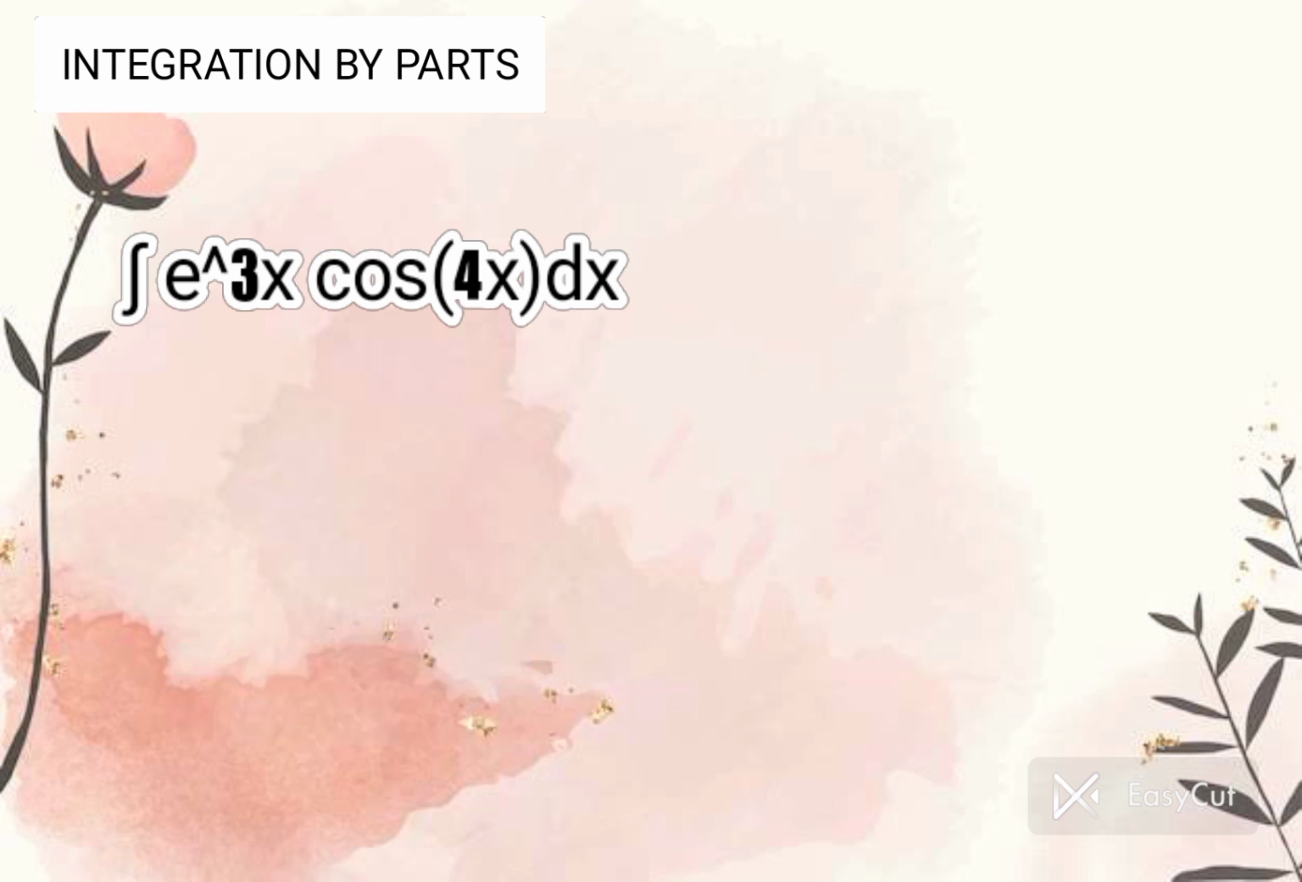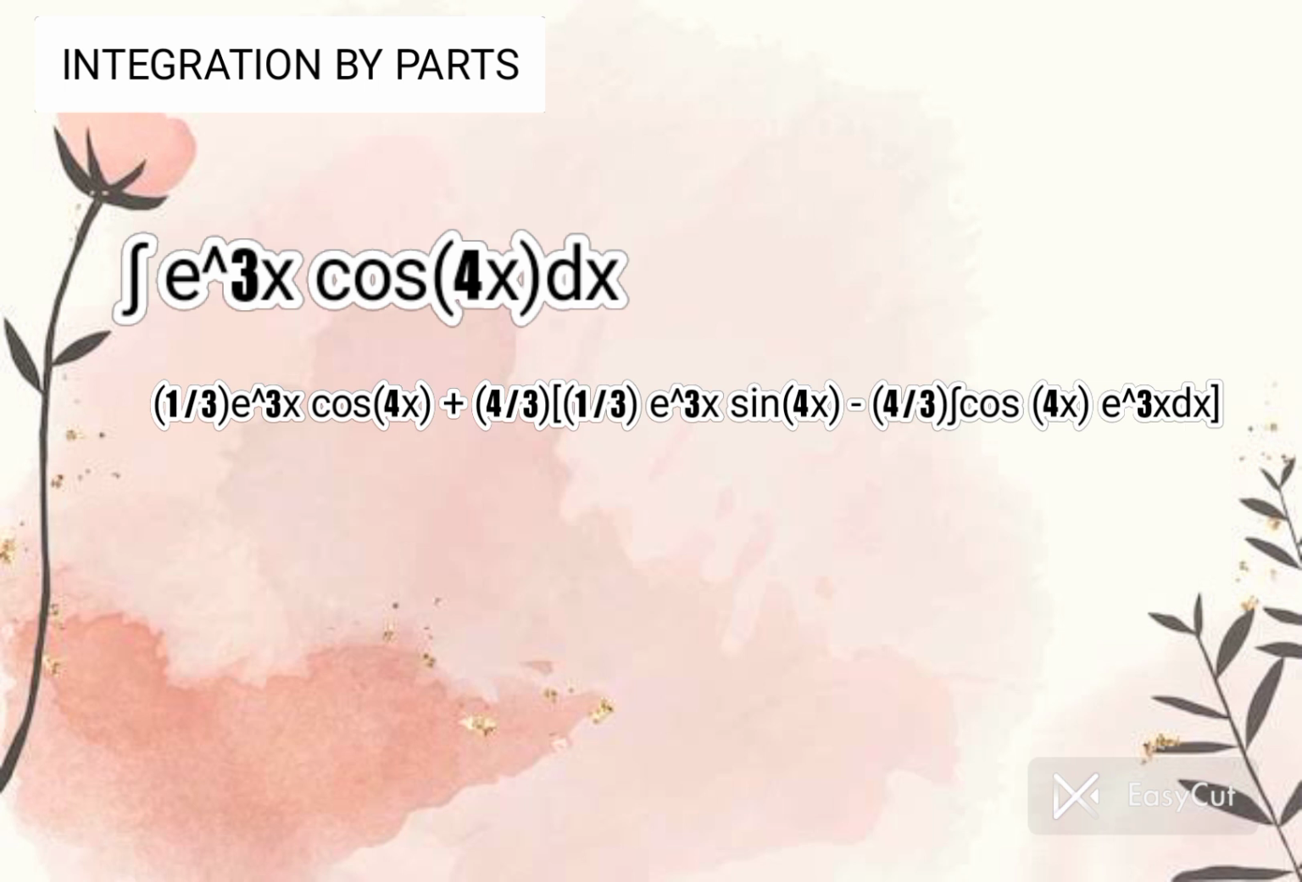Now we can substitute the value of the integral of sine 4x e raised to the power of 3x dx that we obtained earlier. So we have 1 over 3 times e raised to the power of 3x cosine 4x plus 4 over 3 times 1 over 3 e raised to 3x sine 4x minus 4 over 3 the integral of cosine 4x e raised to 3x dx.